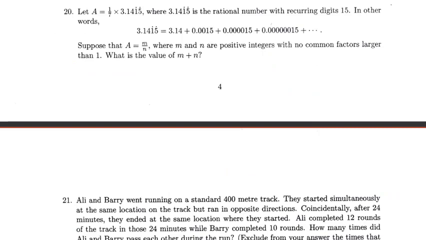SMO 2020 junior section first round problem number 20. Let a equal 1 over 7 times this number, where this number is the rational number with recurring digits 1, 5. In other words, it is this. Suppose that a equals m over n, where m and n are positive integers with no common factors larger than 1. What is the value of m plus n?